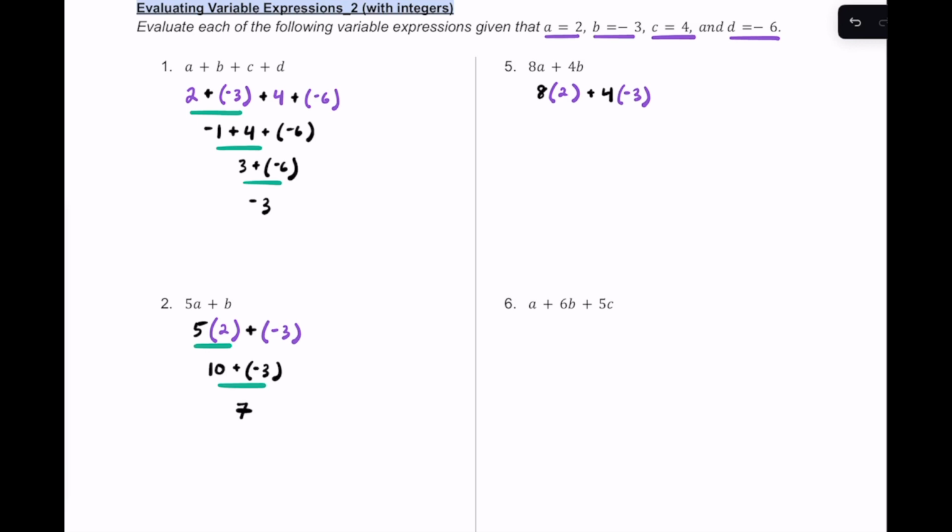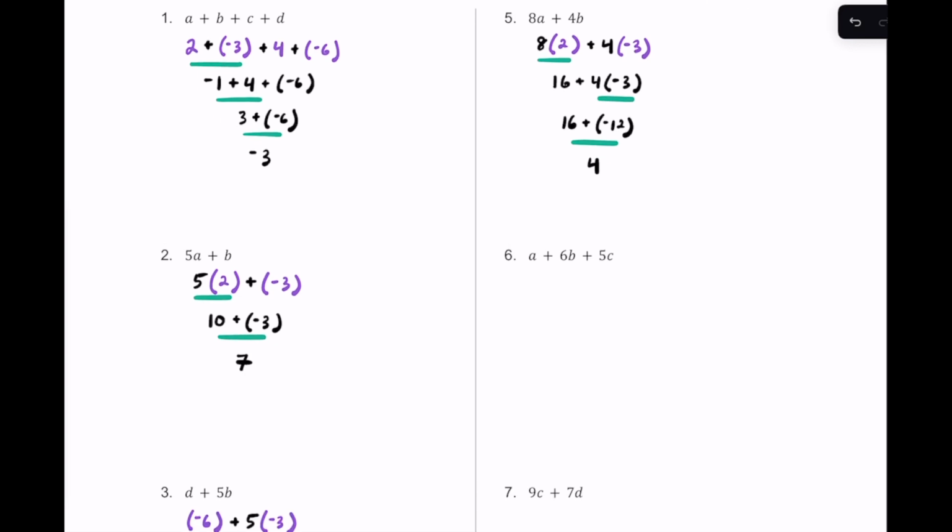Between the 2 multiplications, go left to right. So 8 times 2 first, that's going to equal 16. So we have 16 plus this 4 times -3. Now between addition and multiplication, we're going to do the multiplication. 4 times -3, that is going to be -12. So we have 16 plus -12. Or you can think about this as 16 minus 12 if you want. And that's going to equal +4.